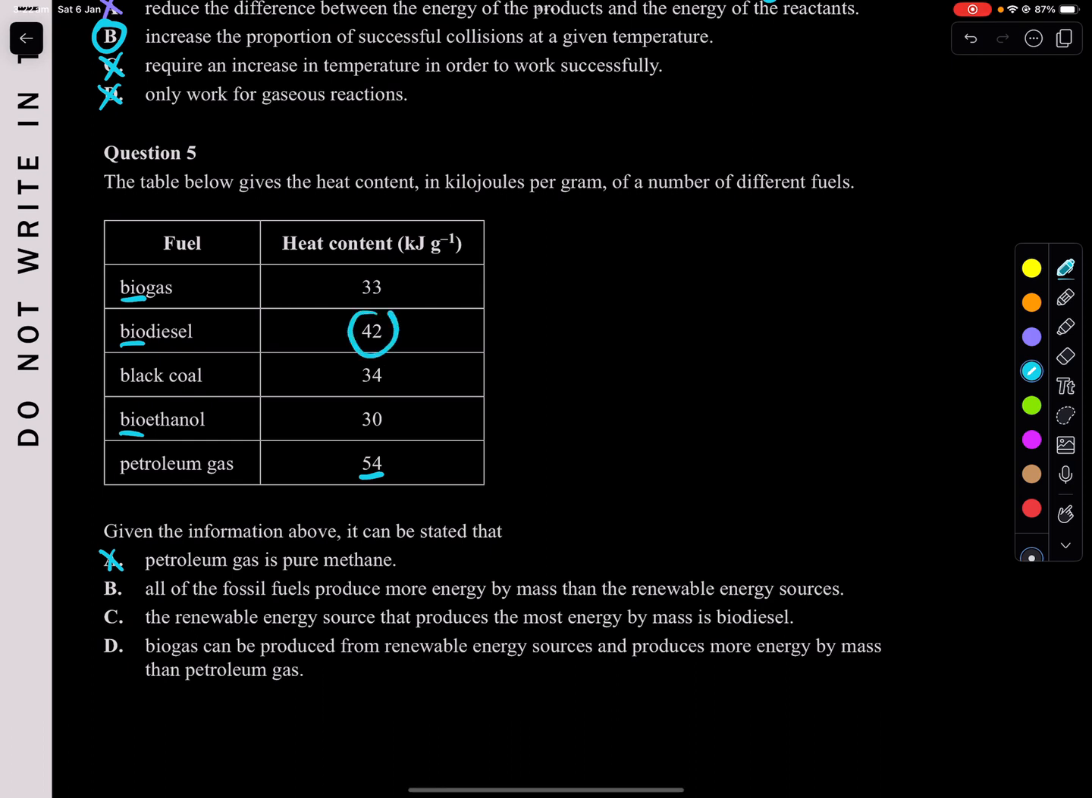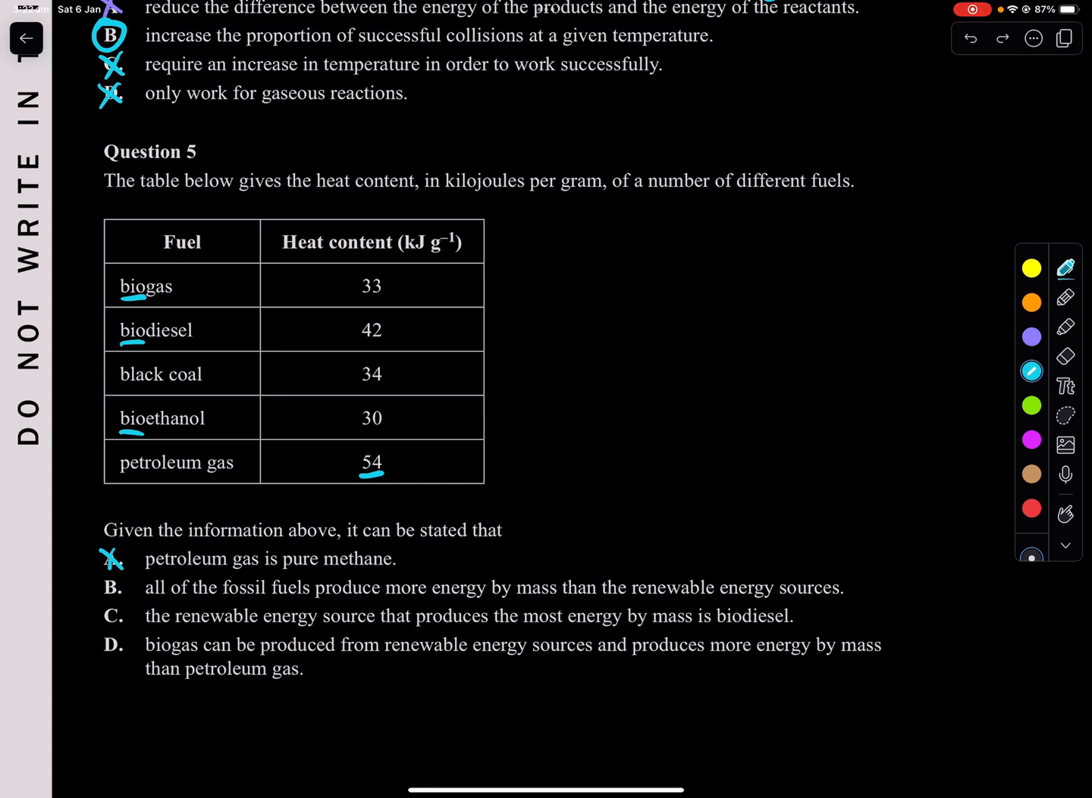Absolutely rubbish. As you can see, biodiesel, which is a biofuel or renewable energy source, guess what? It has a higher energy content than black coal. So that's not true. Perfect. C. The renewable energy source that produces the most energy by mass is biodiesel.